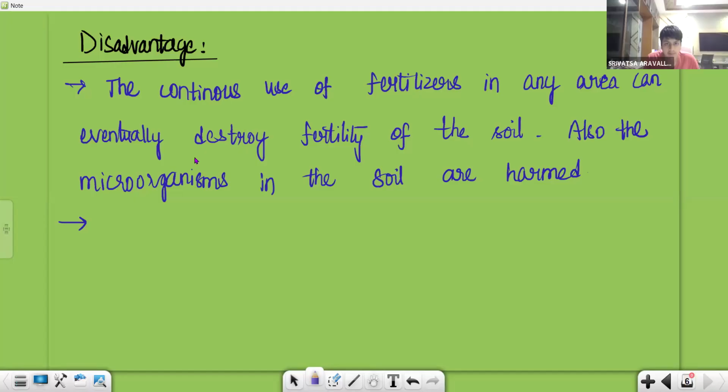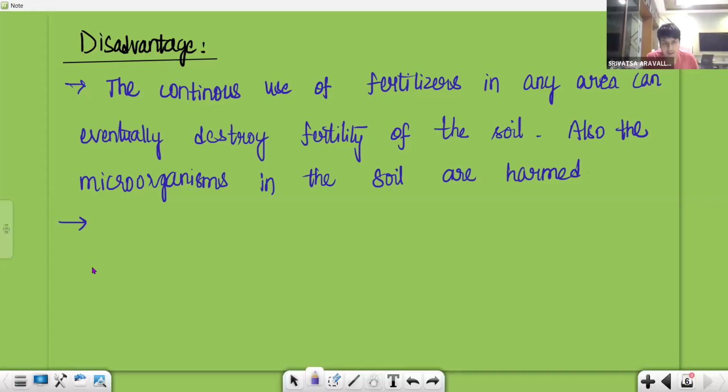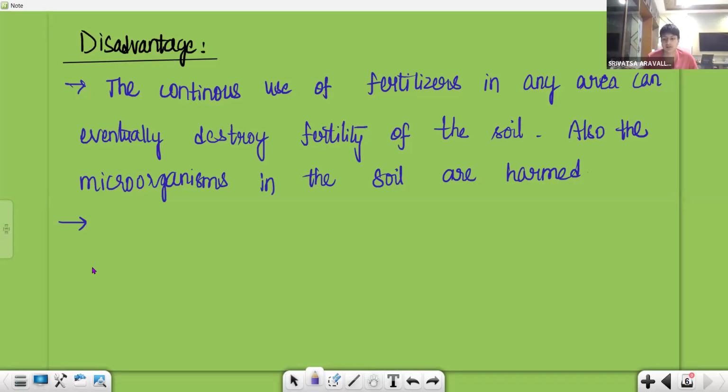But what do they protect, ma'am? They are microorganisms, not protecting anything. Here we are learning about the disadvantages. So it is destroying both the soil as well as the microorganisms in the soil. It will destroy even the microorganisms. Very bad.